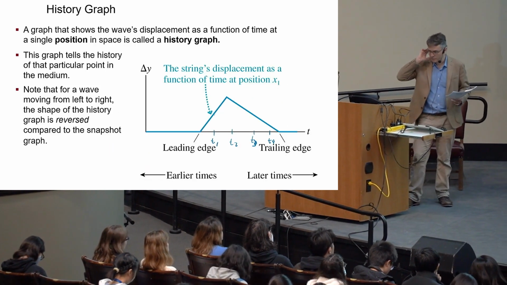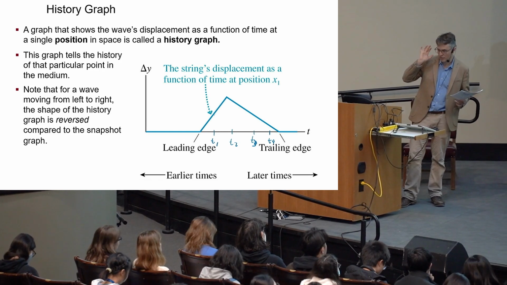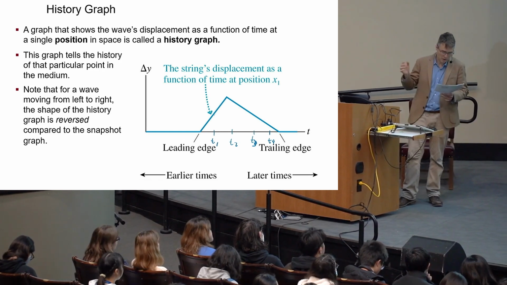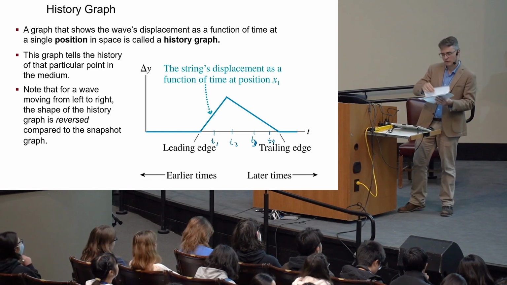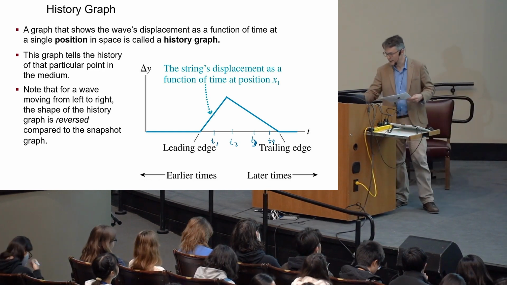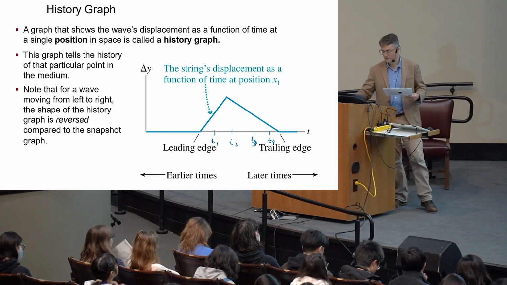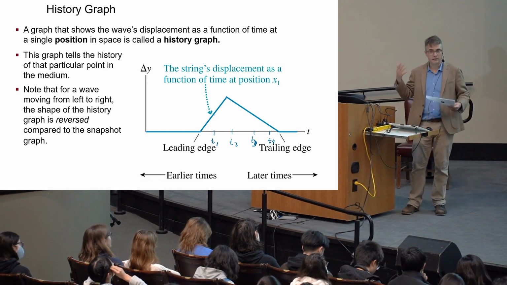Note that for a wave moving from left to right, the shape of a history graph is reversed compared to the snapshot graph. Sort of makes sense if you think of the leading edge as being the first thing that gets to you and the trailing edge being later, right?